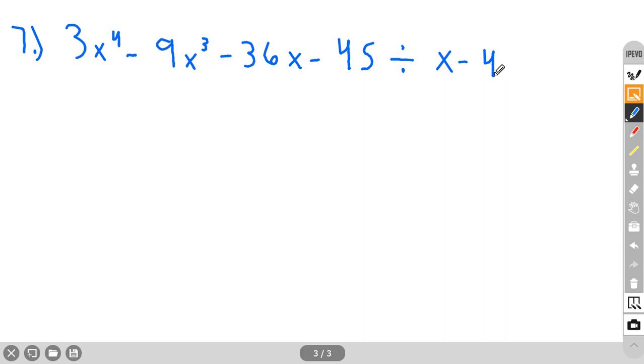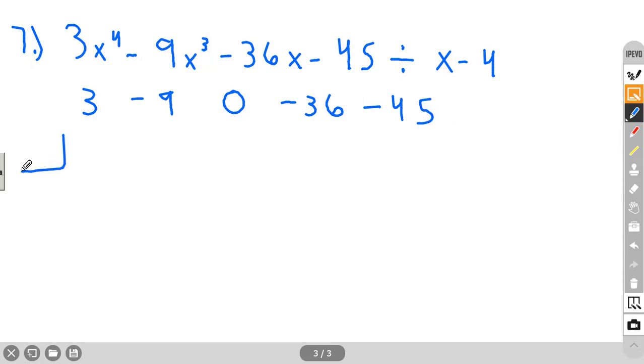So do your synthetic division, you write down your constants. So I have 3, I have negative 9. Notice the x squared term is missing, so I fill that in with a 0. I've got negative 36, and I've got negative 45. In this box over here, I'm going to put the answer to x minus 4, which is 4.